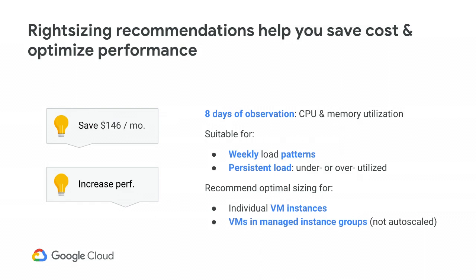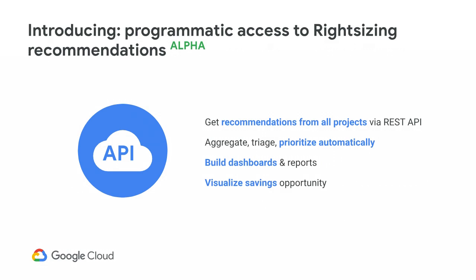And the recommendation can be either to save money if your machine is too big, or if it consistently sees that the CPU utilization, for example, is very high, it might suggest you get a bigger machine to improve performance of your workload. And what's great is that we have the recommendations API already available in alpha, which allows you to get all of the recommendations from your projects programmatically via a RESTful API.